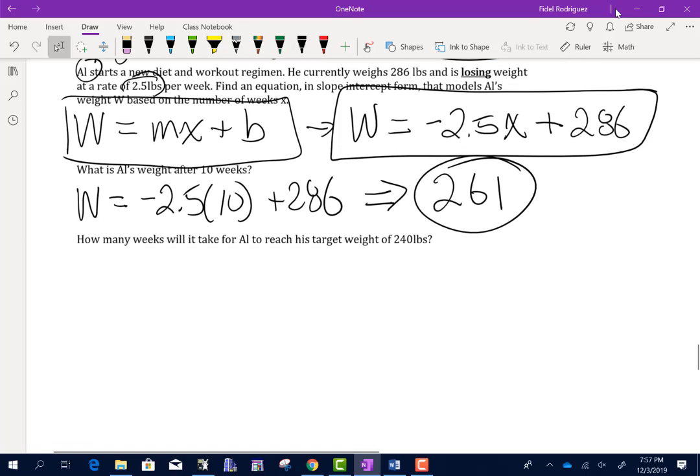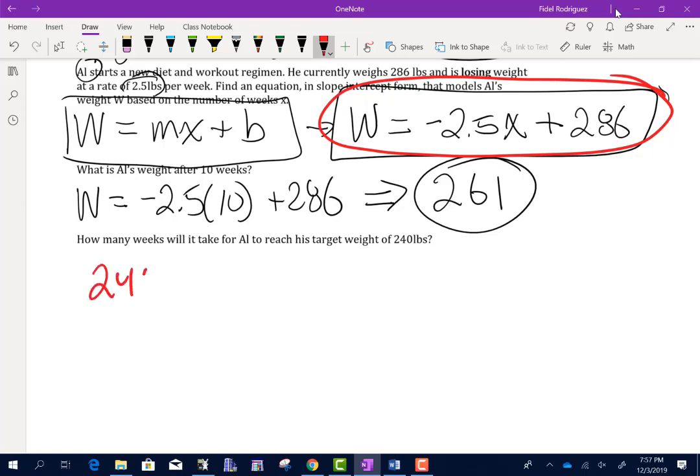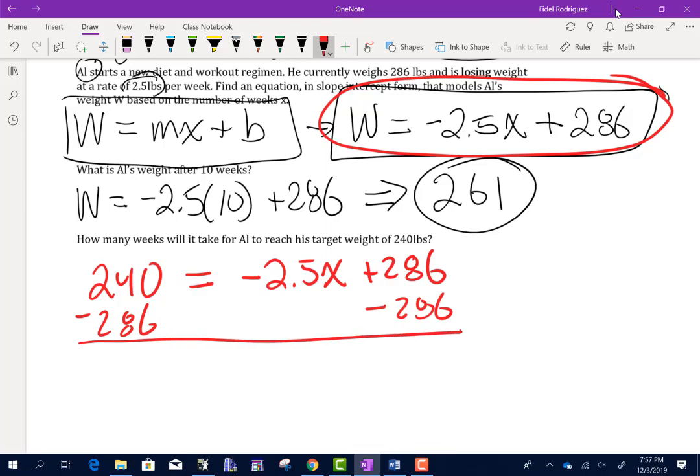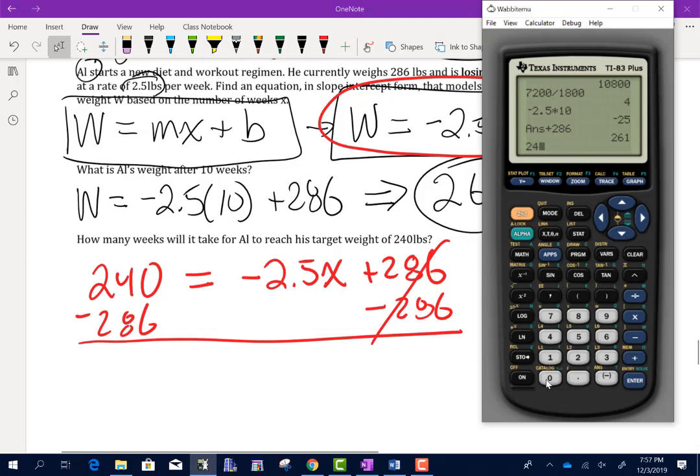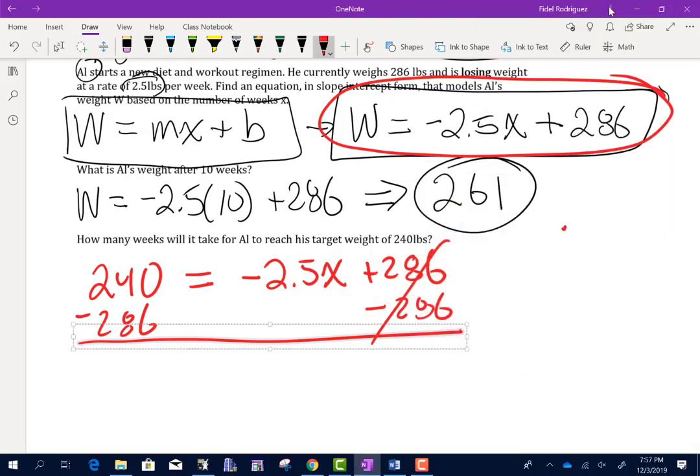And the last part of it, guys, says how many weeks will it take Al to reach his target weight of 240? So we're going to go like this. We're going to take the same equation that we have right here, and we're going to put that 240 right there equals negative 2.5x plus 286. So the first thing I'm going to do is get rid of that 286 by subtracting it. So if I take my calculator and I say, what's 240 minus 286? Is that 46 pounds? Right? Okay, so we have a negative 46, right?